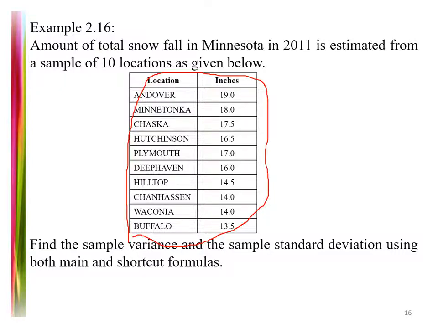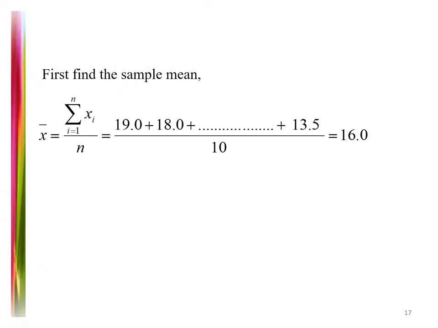So first we are going to use the main formula. For the main formula, first we have to calculate the sample mean. You know that our main formula is the summation of (x minus x bar) squared, divided by n minus 1. So first we have to estimate x bar. x bar is equal to the summation of x divided by n, the sum of all observations divided by the total number of observations. In this case we have 10 observations, so x bar is equal to 16.0.